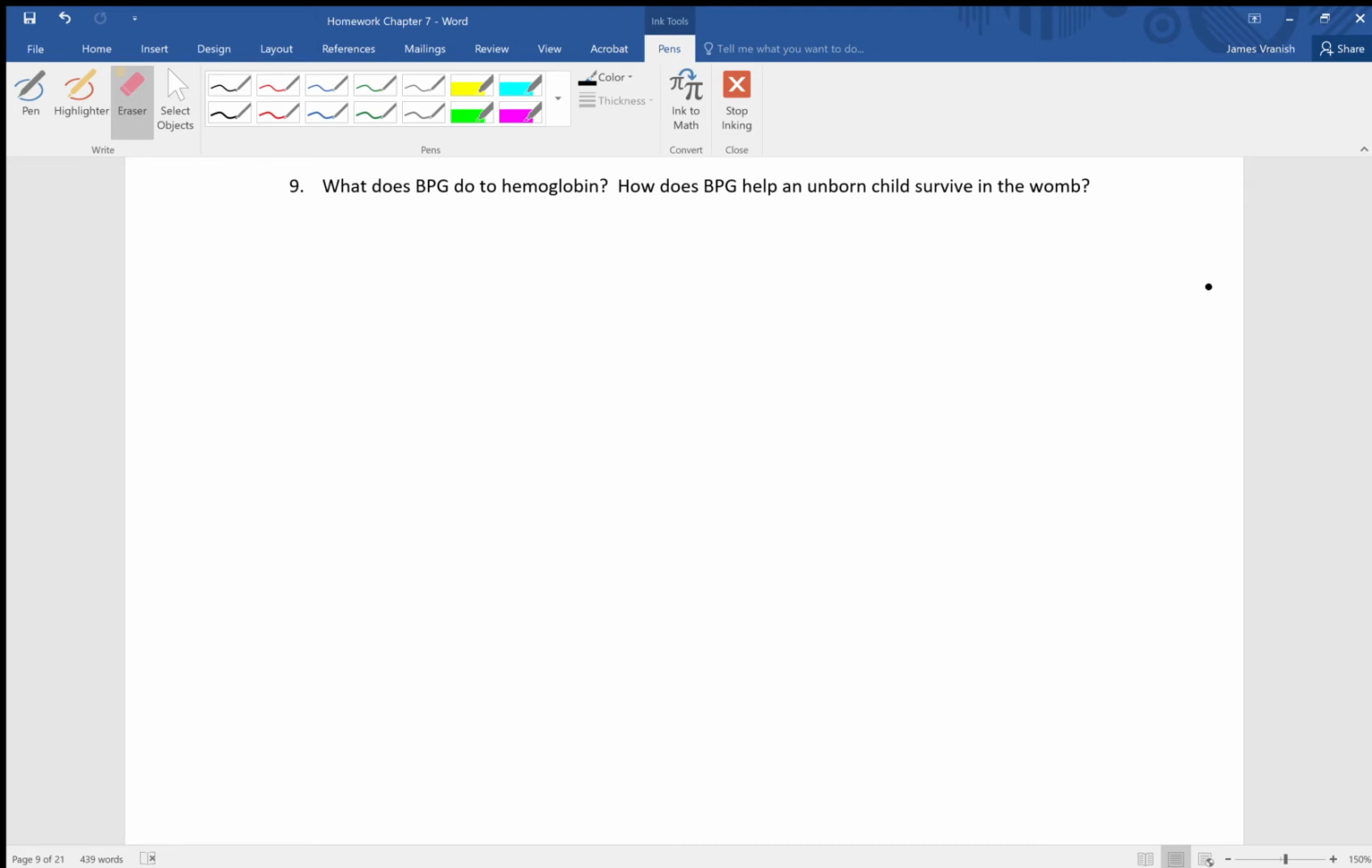So when BPG is present and bound to hemoglobin, it is locked in the T state and therefore has low oxygen binding affinity. So in general, higher concentrations of BPG are going to lead more so to the T state. Or you can actually write a reaction for this and you can see why. So the T state plus a BPG, right?